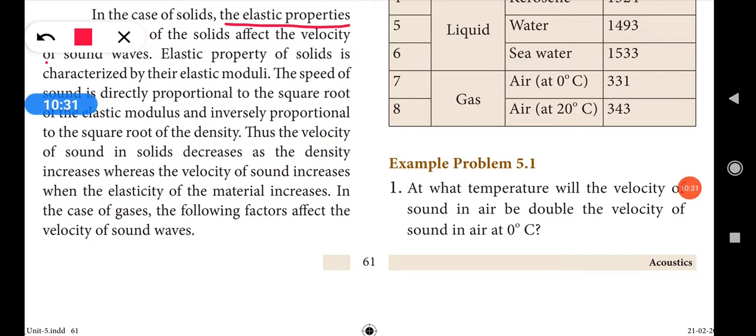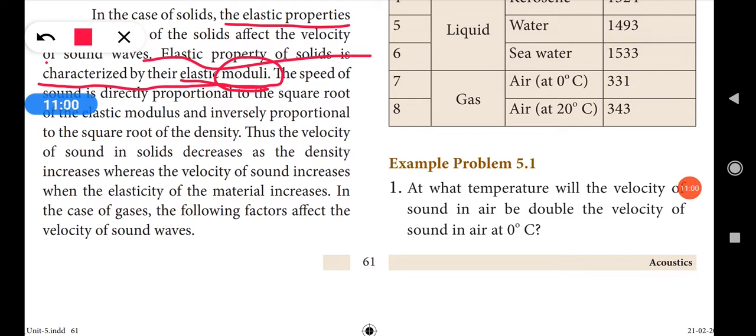So how does it affect? See, the elastic property of the solid is characterized by its elastic modulus. Elastic moduli is the plural. For words ending in us, what plural form comes? It ends in i, right? Nucleus, nuclei. Like that. So modulus is a coefficient. Elastic modulus is a coefficient, and its plural is moduli.